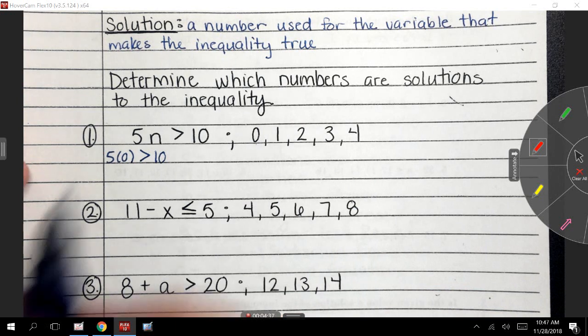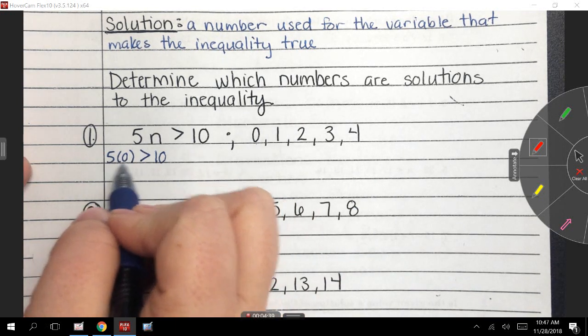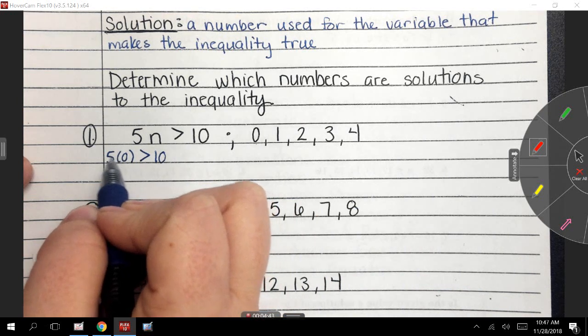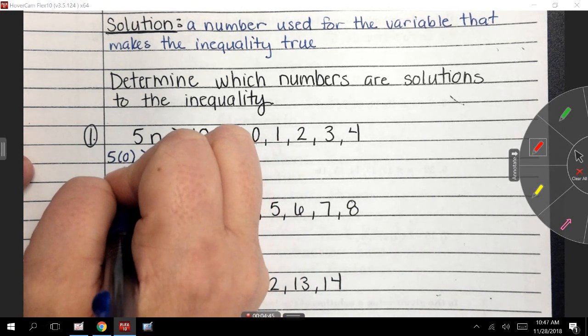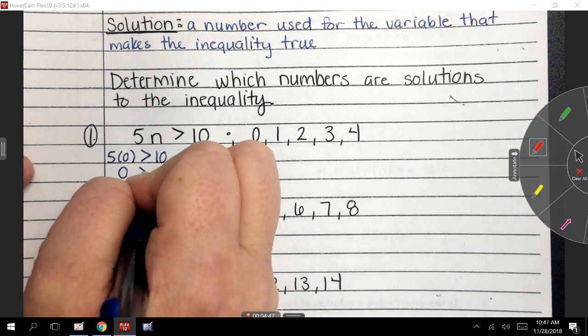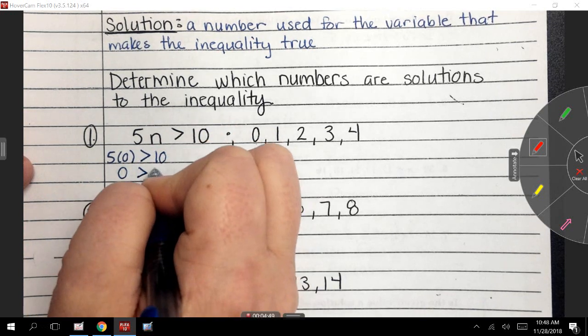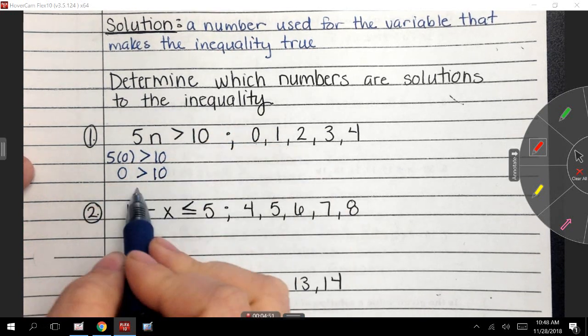All right? So what we're going to do now, guys, is actually do this math. So this says 5 times 0, right? Raise your hand if you can tell me what's 5 times 0. Kelsey? 0. So now this says 0, and then we have that inequality symbol, and we have 10. That's the greater than symbol.